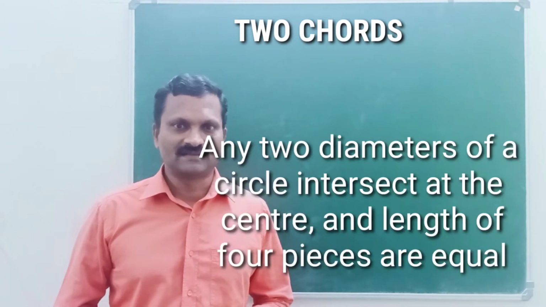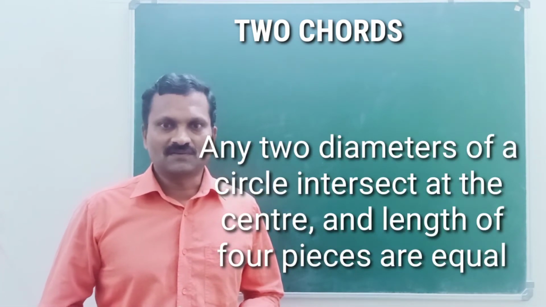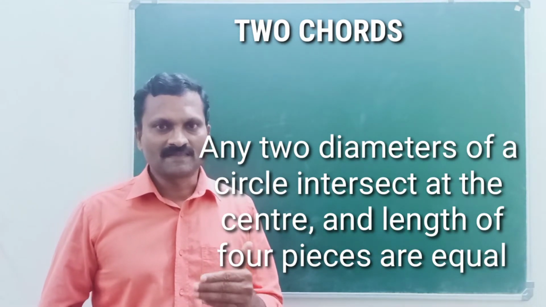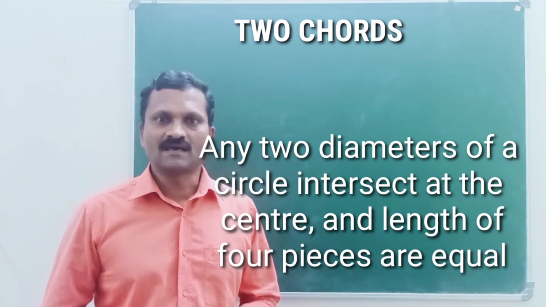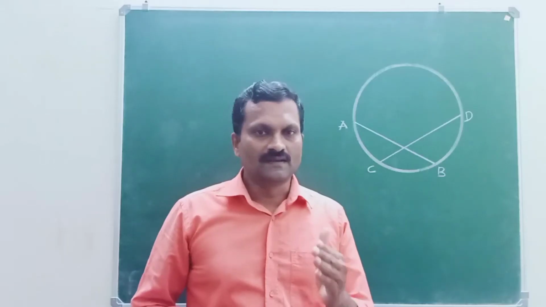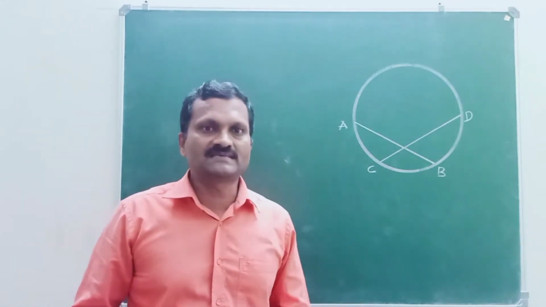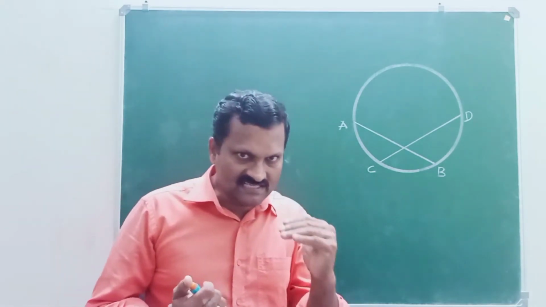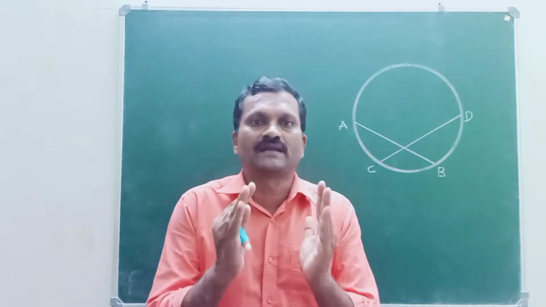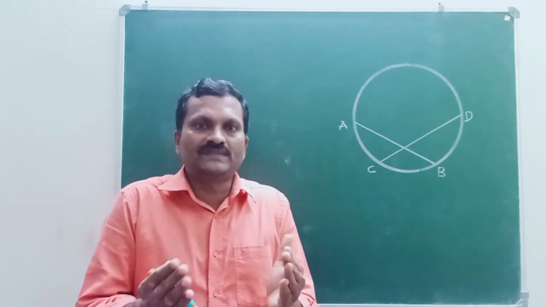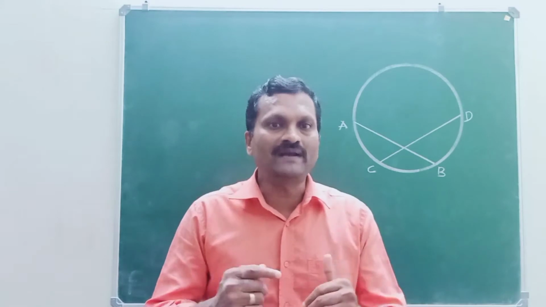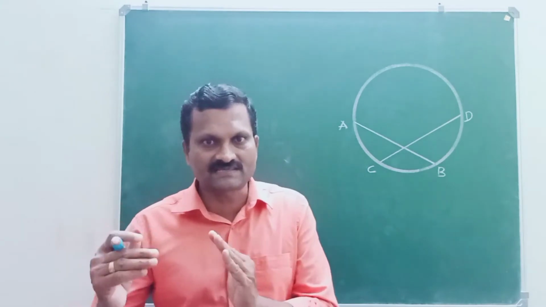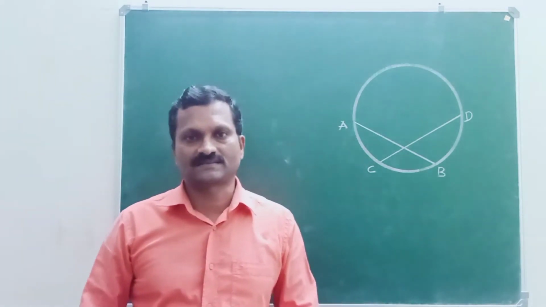We know that any two diameters of a circle intersect at the center. Then the lengths of the four pieces are equal. That is, we learnt that if diameters are intersecting, then the lengths of the four pieces are equal. Instead of diameters, if we consider two chords in a circle that intersect within the circle, what is the relation connecting the lengths of the four pieces? That's the next section we are going to discuss.